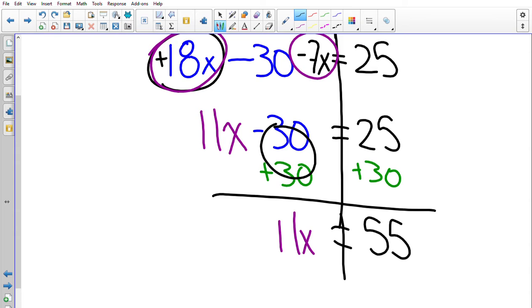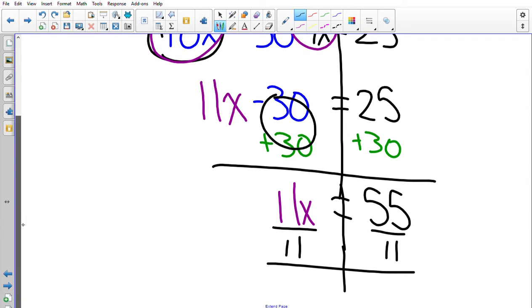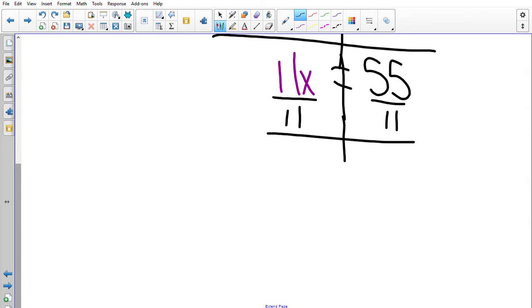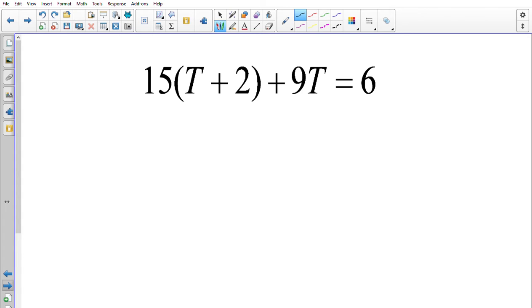Last step, get 1x. We're going to divide both parts by 11. Once we divide both sides by 11, 11 over 11 becomes 1x, or just x, equals 55 divided by 11 is 5. On to the next problem. Please pause and allow students to finish this problem.